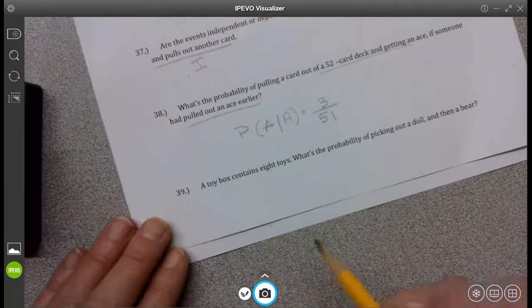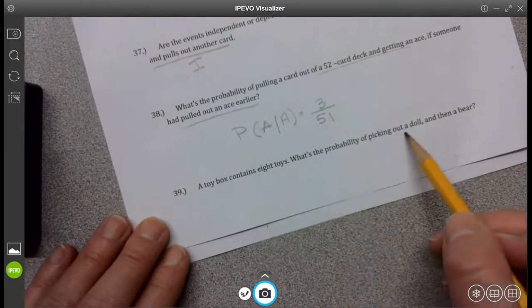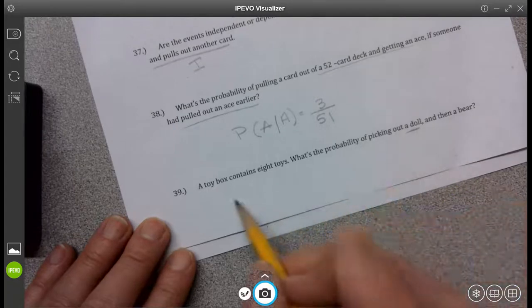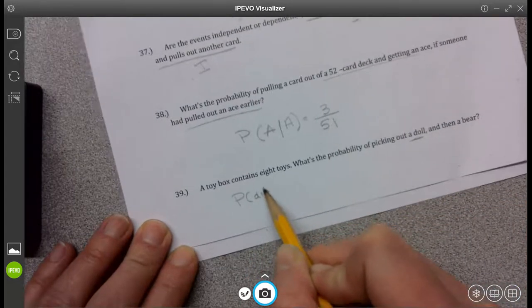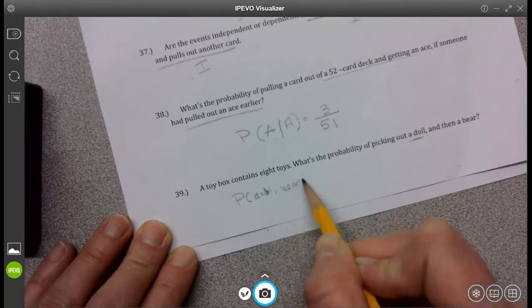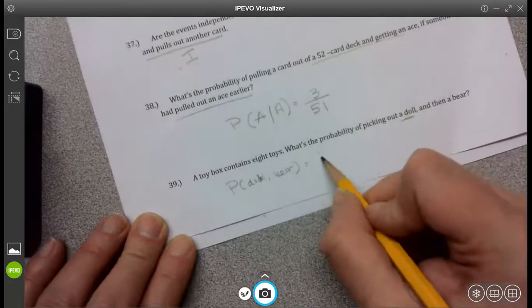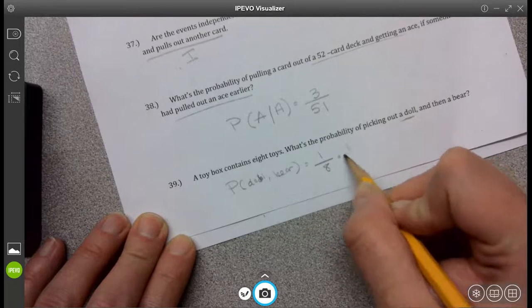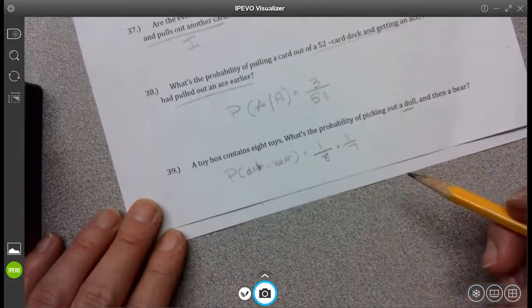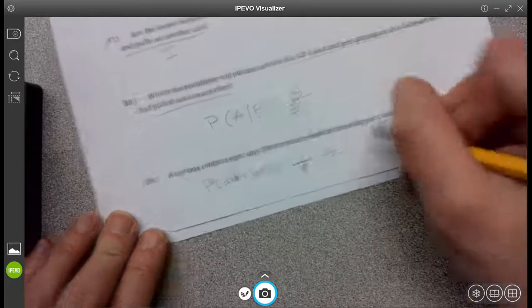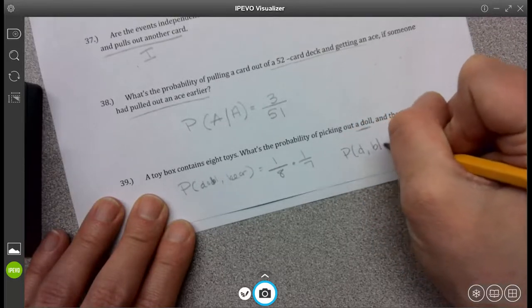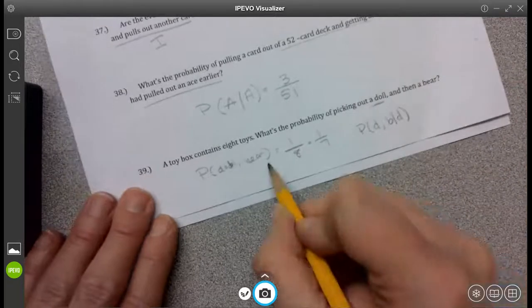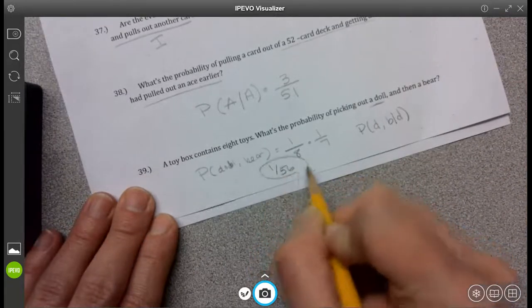A toy box contains 8 toys. What's the probability of picking out a doll and then a bear? We're assuming there's only one of each. So we had 1 out of 8 and then 1 out of 7. Really, we should say, what's the probability of getting a doll and then a bear given that we got a doll? It doesn't matter how you notate it. It's 1 out of 56.